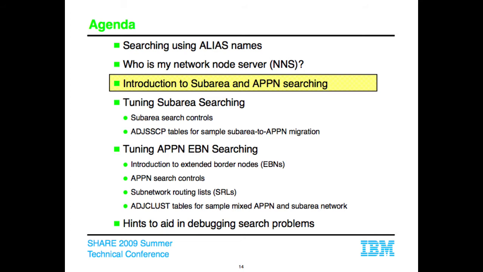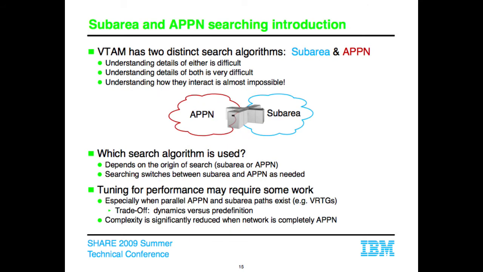I'm going to give a brief introduction now to subarea and APPN searching before we jump into tuning the subarea network search controls or the APPN network search controls. In case you haven't noticed yet from my discussion so far, VTAM actually has two very distinct searching algorithms. They have the subarea searching algorithm and they have the APPN searching algorithm. Understanding either one of these algorithms can actually be a fairly mind-boggling task. But if you're trying to understand both of them, it gets a little bit more complicated. And if you're trying to understand how they interact, it is almost impossible. It's almost a career. And certainly I've spent much of the last 22 years doing exactly that, trying to understand the interactions between APPN and subarea searching.